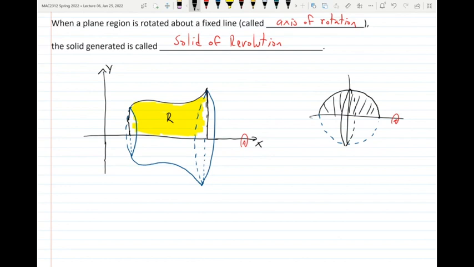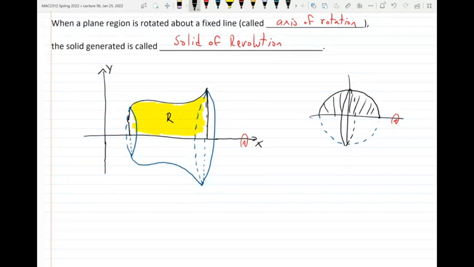The question is, how do we find the volume of something like this? Okay, how do we find the volume of a solid that's generated in this way? Now there will be two main cases. Okay, sometimes solids will have holes in them. They will have some hollow part, and sometimes they don't. Like this one doesn't have a hollow part.